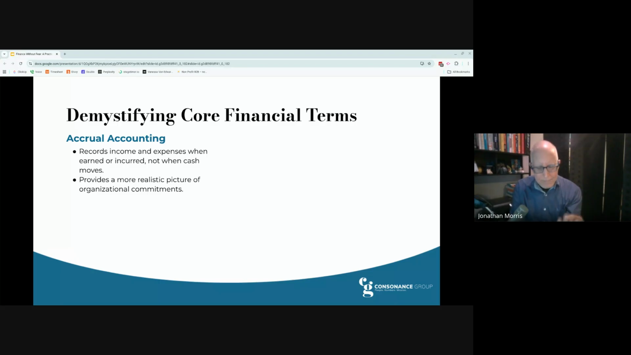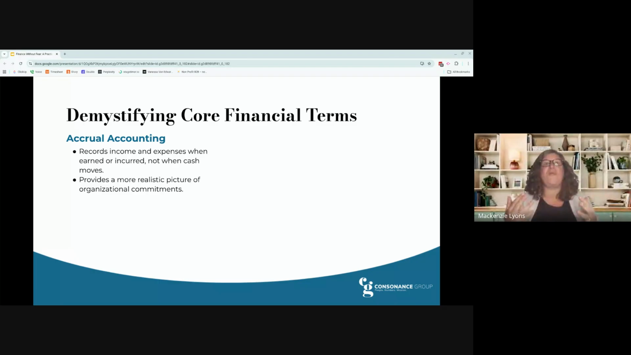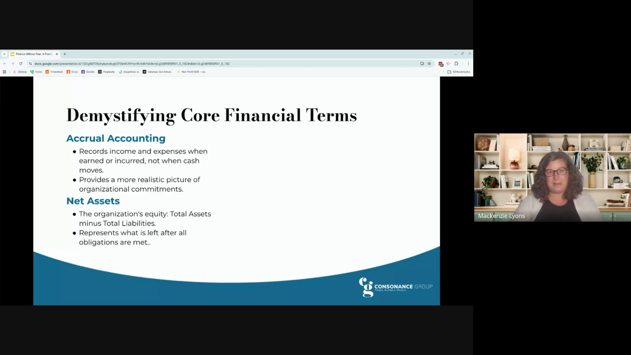GAAP, generally accepted accounting principles, rules require nonprofits to recognize revenue at the time of the award, not the time of payment. So we're all working at some level with some version of accrual-based accounting. Okay, so for leaders, accrual gives a more realistic picture of your activity and commitments instead of just your bank balance. Correct, exactly.